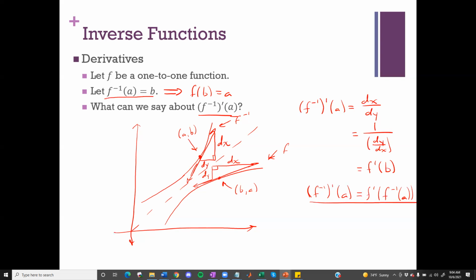Again, this comes in handy when you're trying to deal with derivatives for functions that you can't invert algebraically. We saw an example of this in class. You've probably seen a few examples of this in the web work.